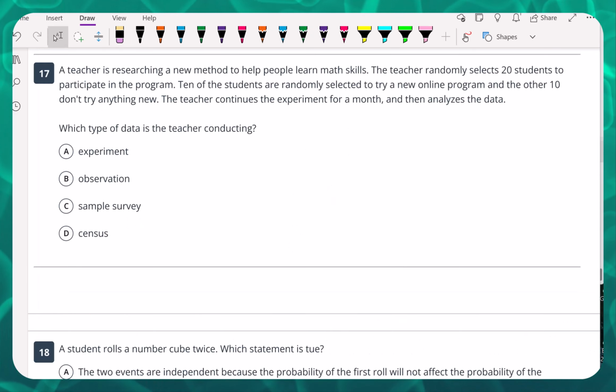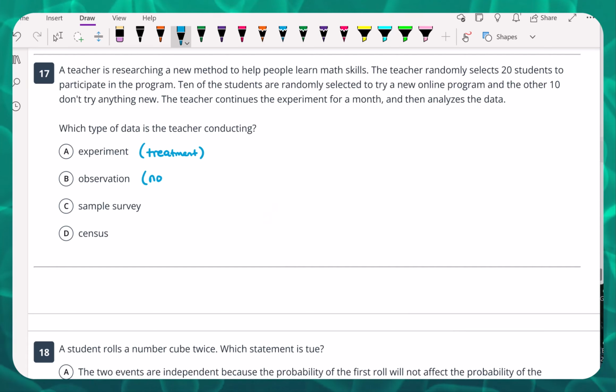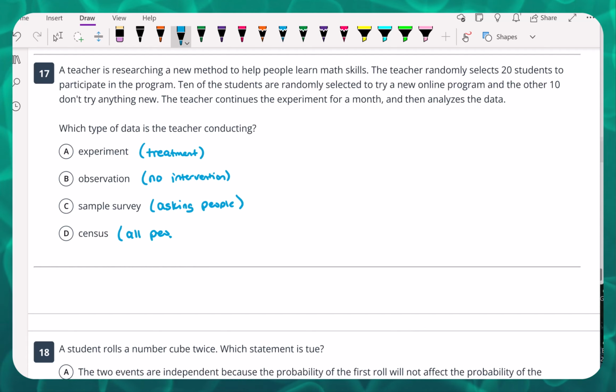All right, we haven't talked about this, but this is actually pretty common sense. I just want to say that an experiment is when you actually have a treatment. The person is actually doing something to affect the outcome. An observation is absolutely no intervention. They are sitting back and watching. They're not doing anything to affect results whatsoever. A sample survey is when you are asking people for their opinions, asking questions, and then a census is when all people are asked to participate.